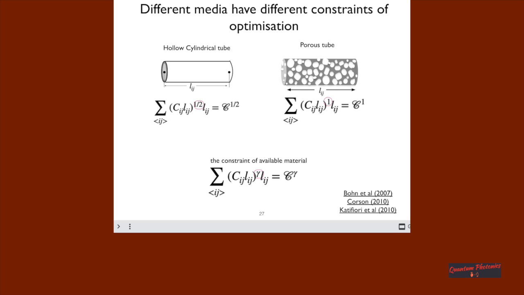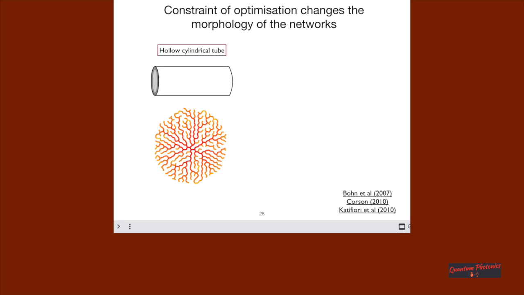So if you go to slide 28, I show in the first picture that the networks which are made with hollow cylindrical tubes have these hierarchical, tree-like network structures, with a lot of very big branches and some very small branches coming out of these big branches, like tree-like networks basically.